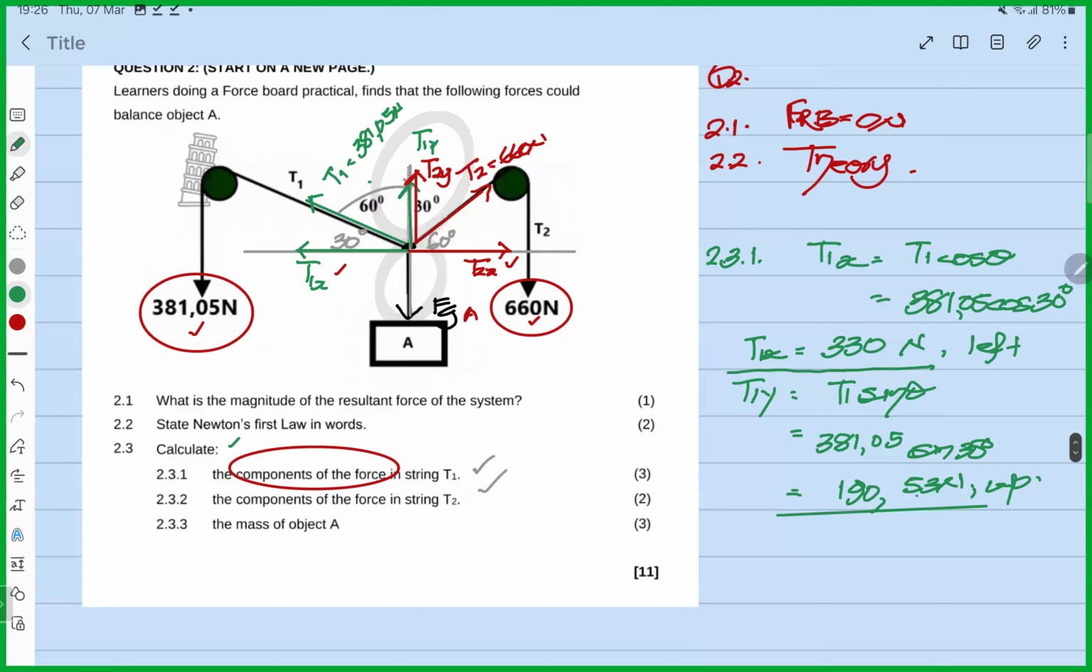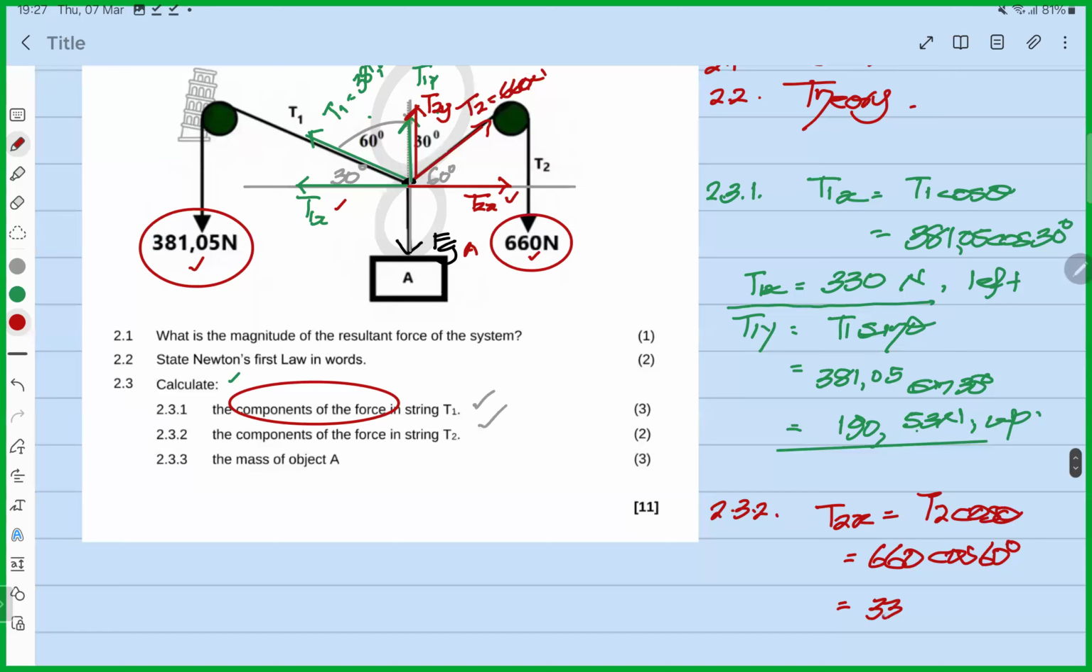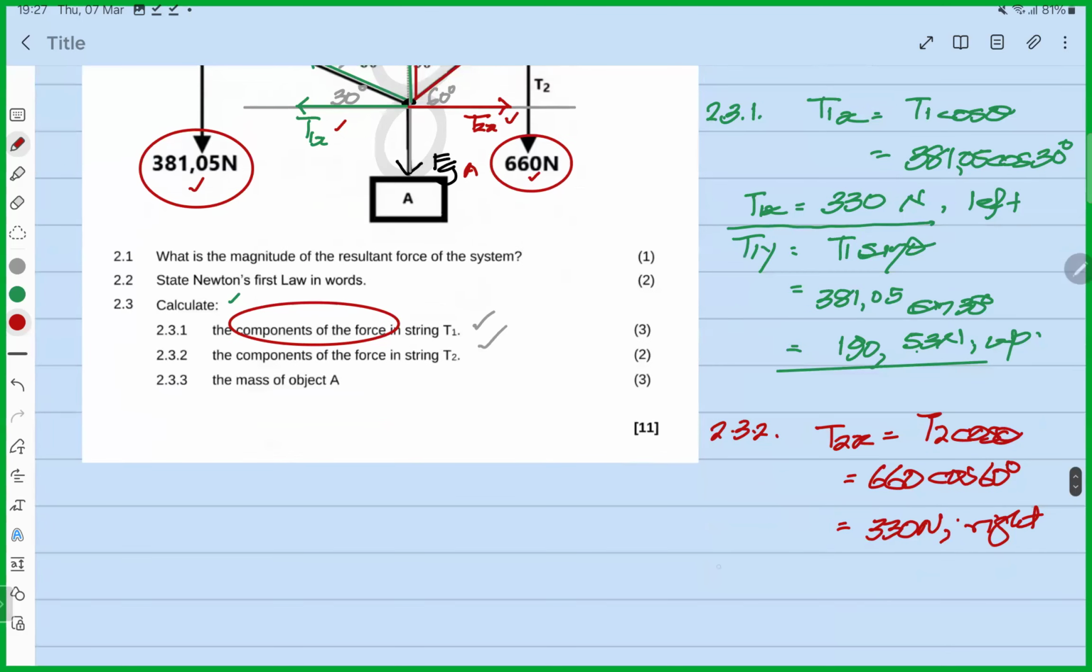And then similarly, 2.3.2. Components of the string T2. So T2x is T2 cos theta, which is 660 cos 60. Also 330. Yeah, so that's going to be 330 to the right. And then T2y will be T2 sine theta.